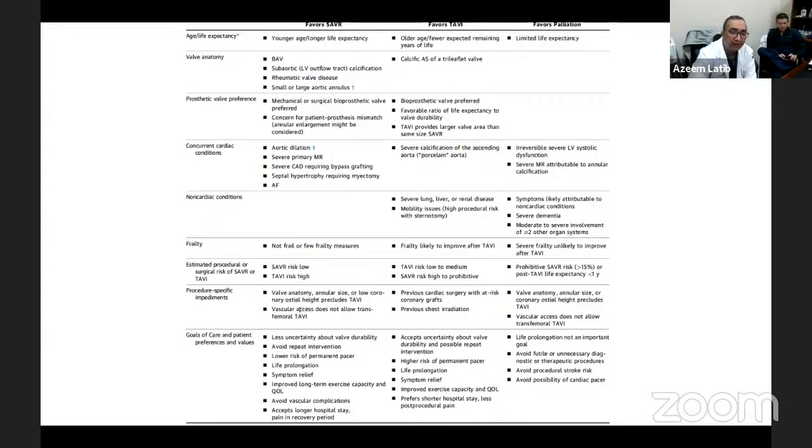Then other things that matter are concurrent cardiac conditions, such as other valvular disease, aortic dilatation, or severe three-vessel coronary artery disease with a high Syntax score; these push you towards surgery. Things that push you towards TAVI are comorbidities, a porcelain aorta, and a patient who's more frail. And there are a few other things I won't go into in detail. So that's what the American guidelines say for aortic.